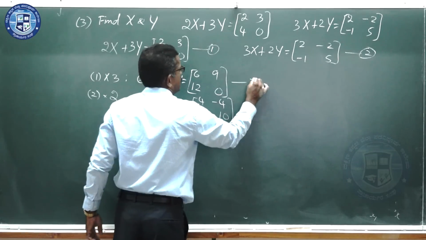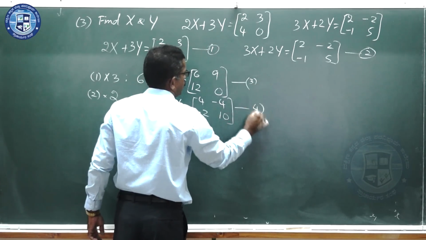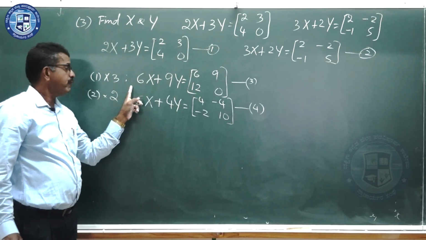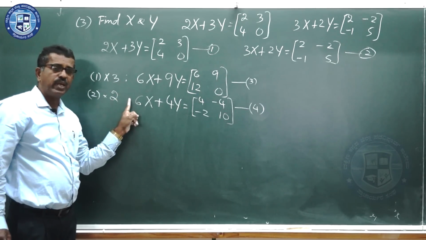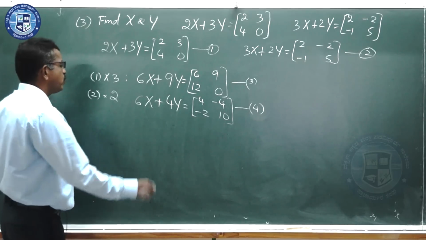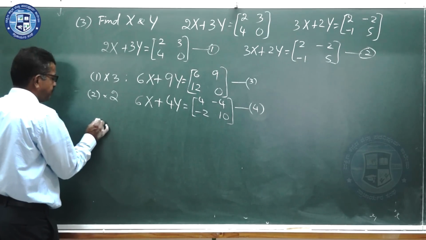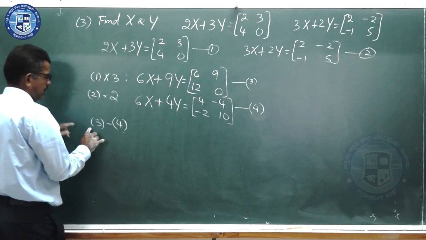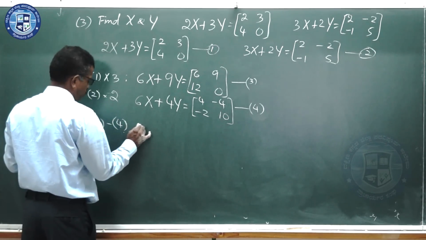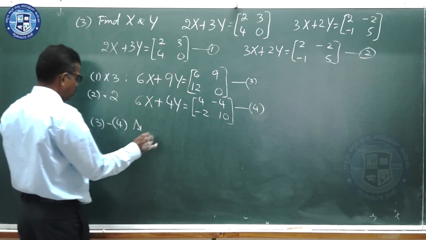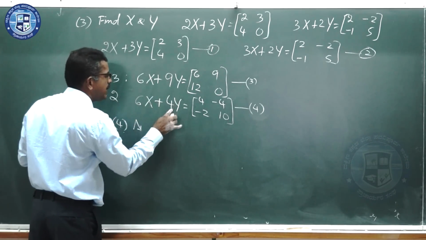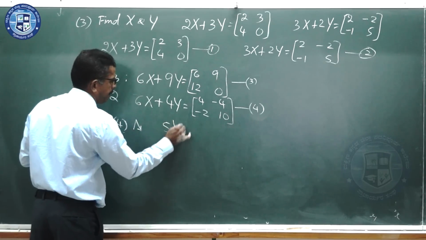I call this equation 3, let me call this equation 4. One speciality here: the coefficients of x in both the equations are the same. Therefore, we expect subtracting 4 from 3. It is 3 minus 4 gives you 6x cancelled, 9y minus 4y, it is 5y.